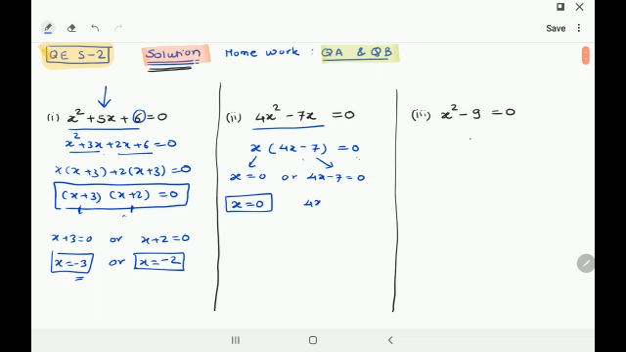And 4x minus 7 gives me x is equal to 7 by 4. Hope you understand. That's it. So simple concept, isn't it? Let's go for the next one.